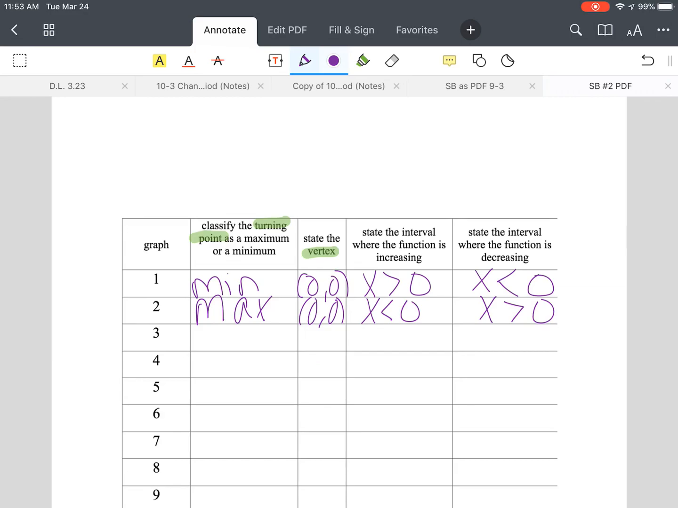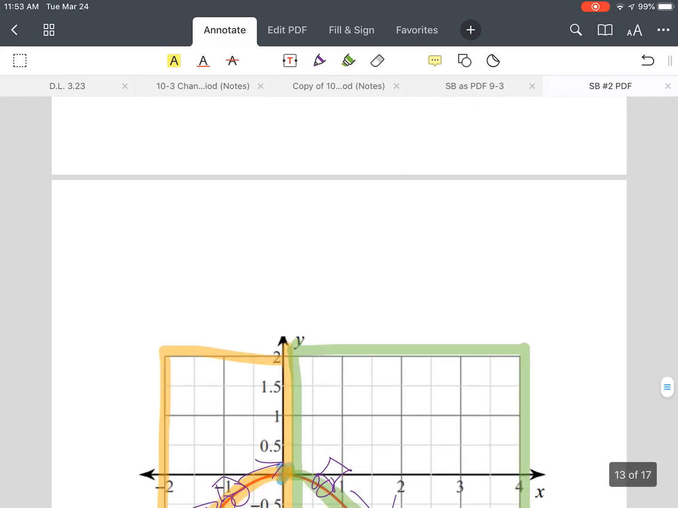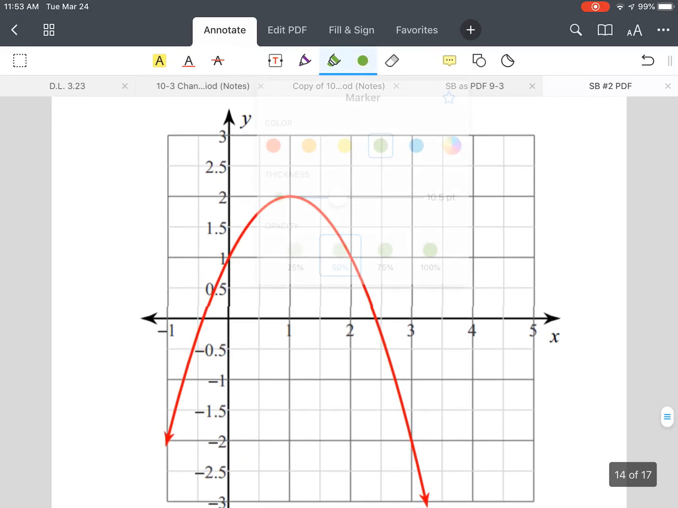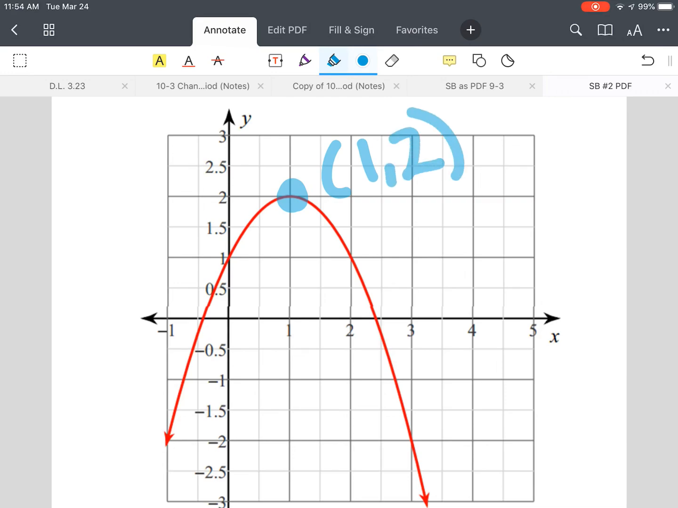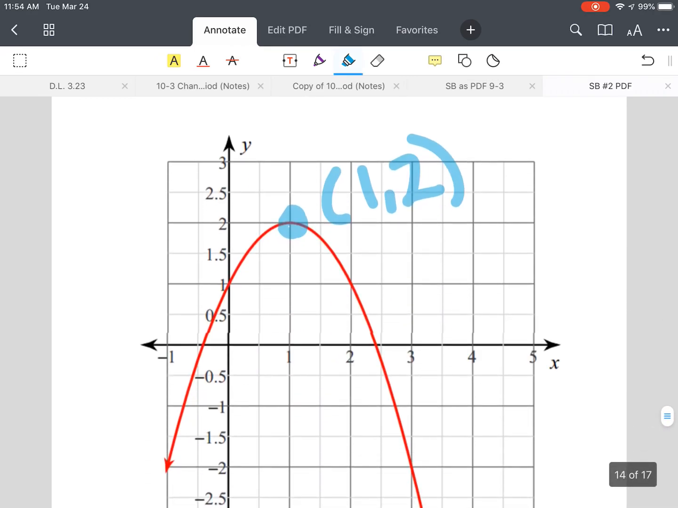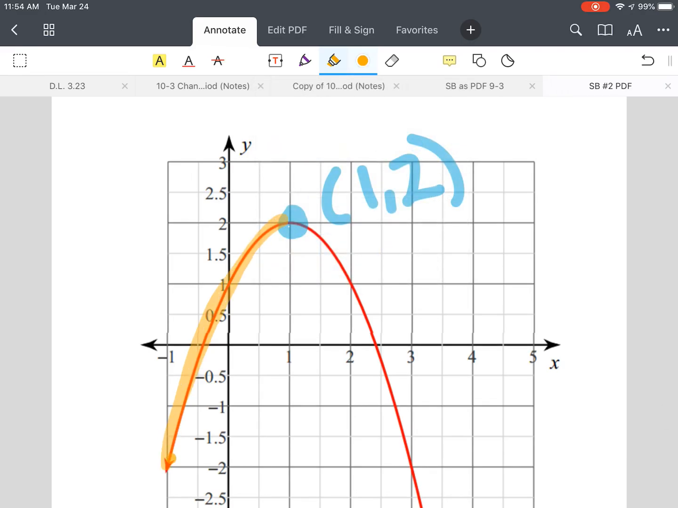Okay, let's do another one together. Let's look at number 3. Okay, so let's find our vertex. It's right here. Okay, so this vertex is 1, 2. Okay, where are we increasing here? We are increasing in this section. Again, if I was on a roller coaster, I'd be going up at this point.